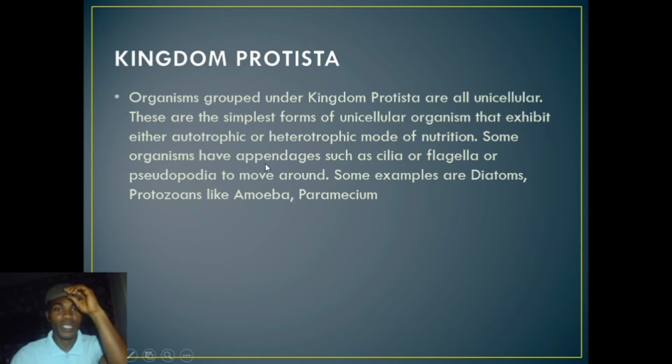Some organisms have appendages such as cilia or flagella or pseudopodia. Now these organs are organs of movement in microorganisms. Some examples of these microorganisms are the diatoms, the protozoans like amoeba, paramecium, spirogyra, so on and so forth. These organisms are recognized under the kingdom of Protista, majorly protozoans.